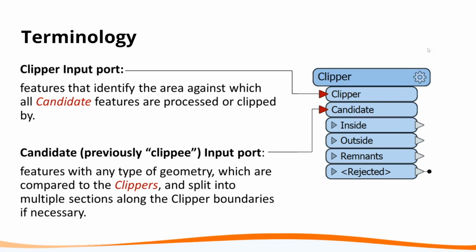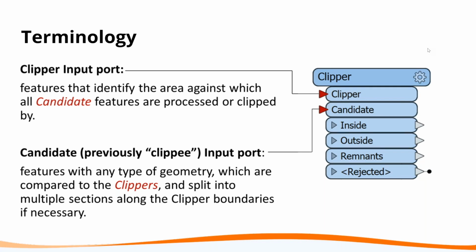Moving on to the candidate input port, this is the first change from 2021 to 2022 that you'll see. It used to be called the Clippee input port, but we've renamed it as candidate. So what are candidate features? This can be features of any geometry which are compared to the clippers and then split into multiple sections along the clipper boundaries if necessary. Each section is output as either falling inside or outside of the clipper, and they can also receive attributes from the clipper through a spatial join process. So there's a section in the clipper for attribute accumulation.